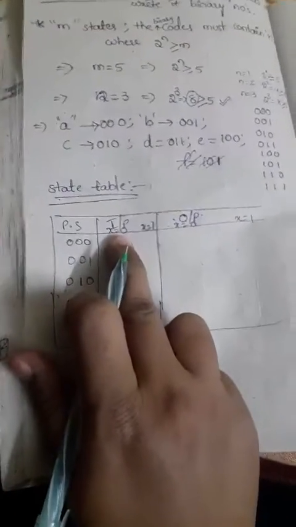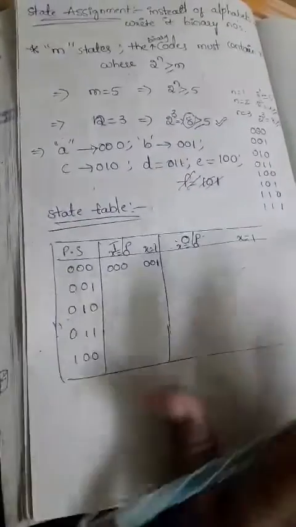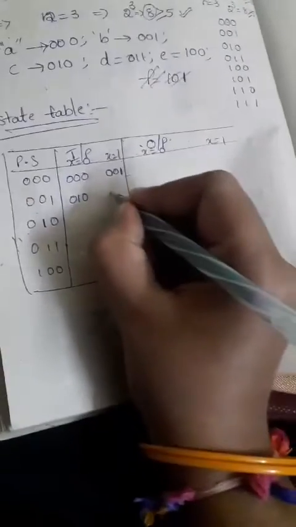Whenever the input x is equal to 0, the next state is A, and for 1, it is B. For A, that is 000. Here also we have to change those values. Wherever you have alphabet letters, they will be replaced with binary codes. That is the state assignment. Now the second one is CD: C is 010 and D is 011. The outputs, 00, can be placed as they are, since they are already in binary, no need to change.